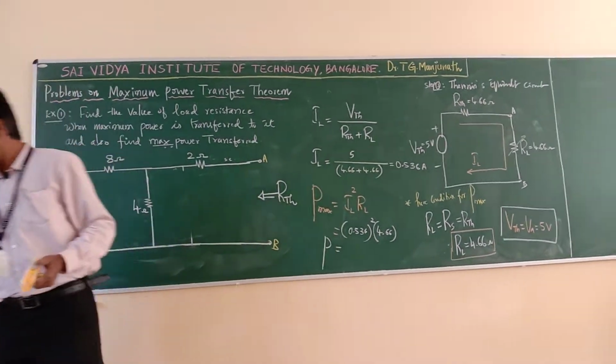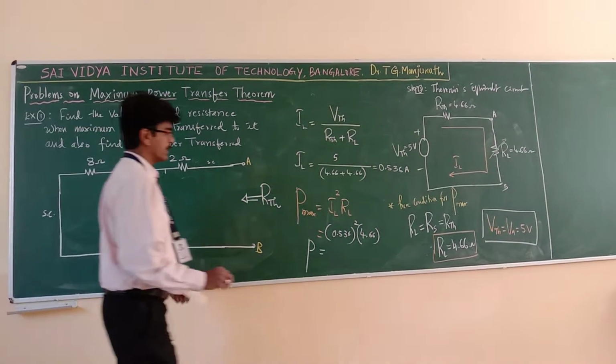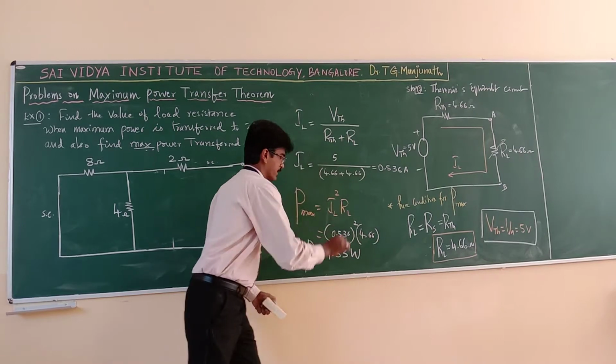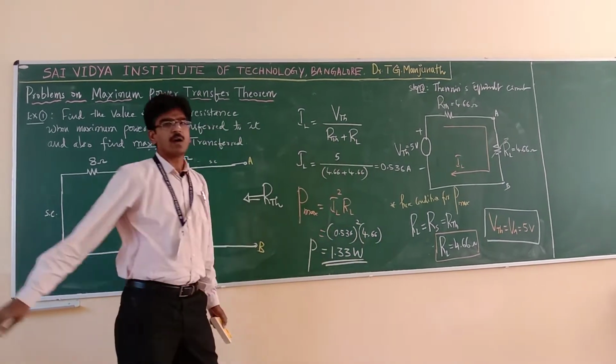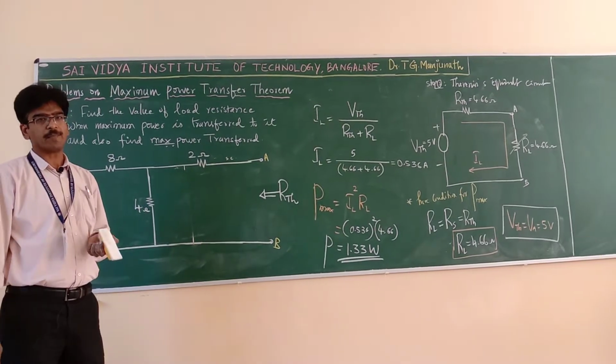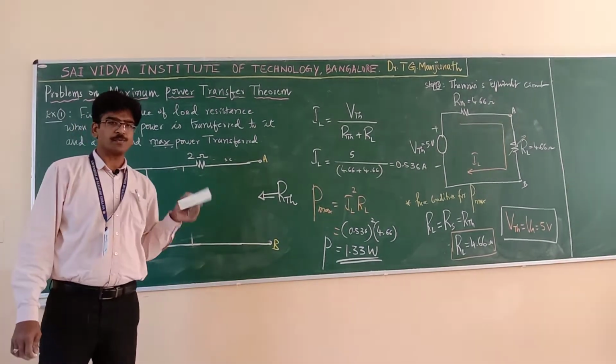What is the value of power? Power is given by 1.33 watt. 1.33 watt. This is how to solve the problem using the maximum power transfer theorem. Now let us solve one more problem for case 2.